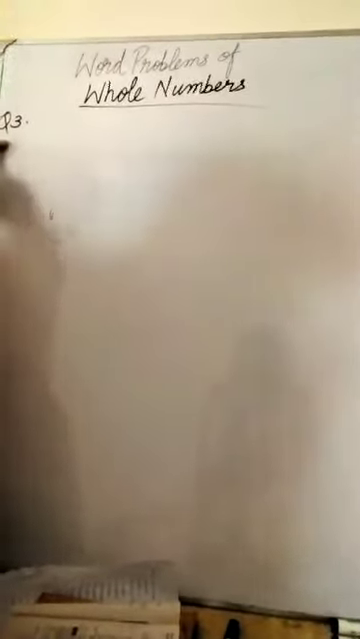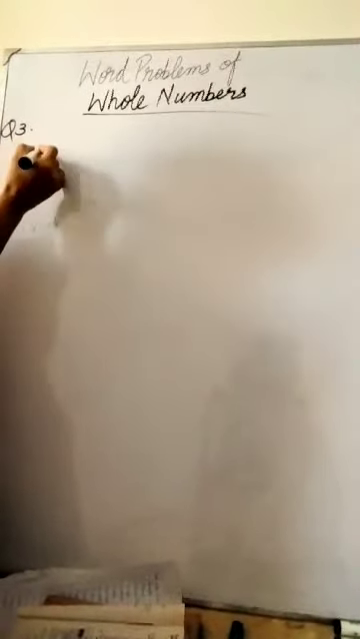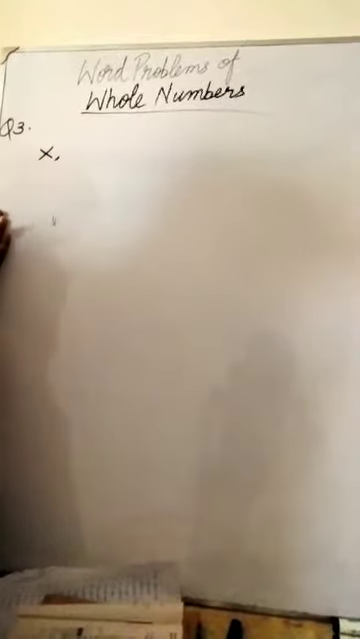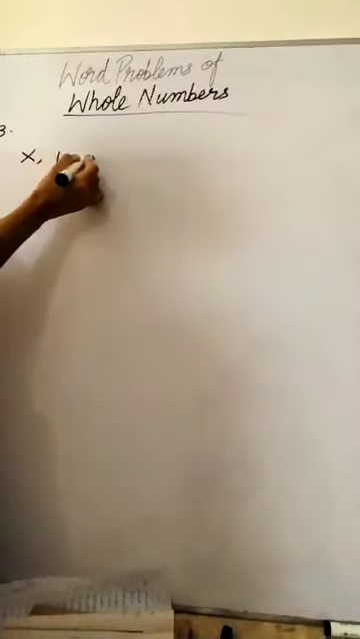Let's start the word problems of whole numbers, question number 3, page number 21. Question 3 is: find the product. Product means multiply. Find the product of the smallest 4-digit number. The smallest 4-digit number is 1000.